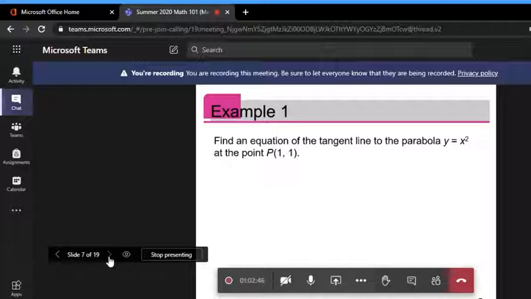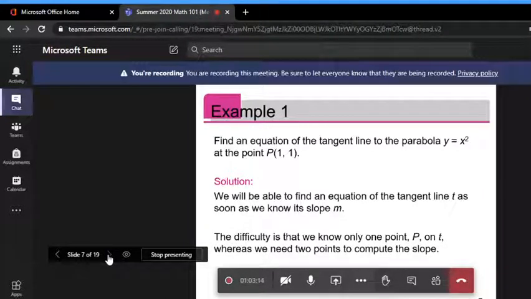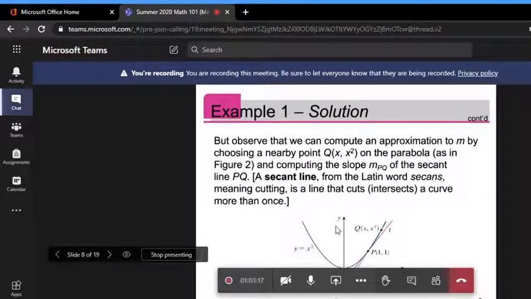This example is finding the equation of a tangent line to the parabola y is equal to x squared at the point P(1,1). So how are we going to find it? In order to find it, first of all, the tangent line is a line. So it has a slope and a y-intercept. How are we going to find the slope and the y-intercept? If we find the slope, the y-intercept is easy because we have a point on the line. So let's try to find the slope. It is the main idea, the main problem here.